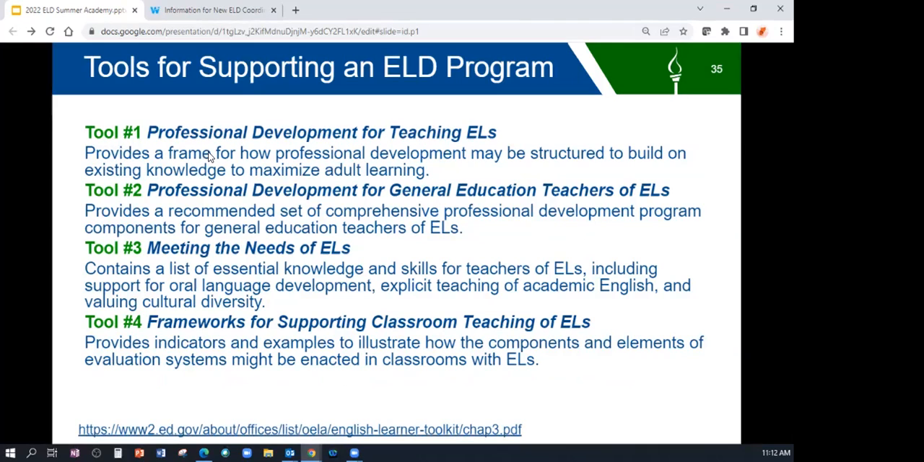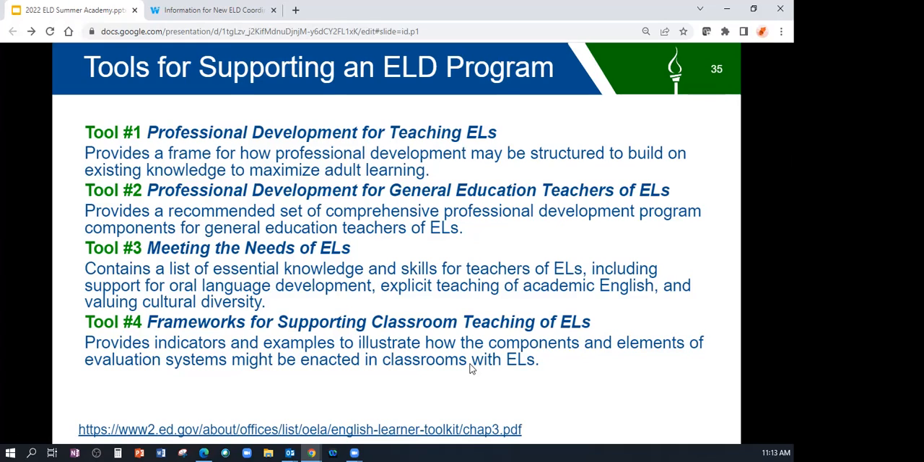And this portion of the toolkit also has some tools. The first tool talks about professional development for teaching English learners. The next tool talks about professional development for general ed teachers. The next one is how to meet the needs of English learners. It gives you some skills for teachers of English learners. And then part 4, the tool 4, is a framework for supporting classroom teachers. So things you can do to help within the classroom.